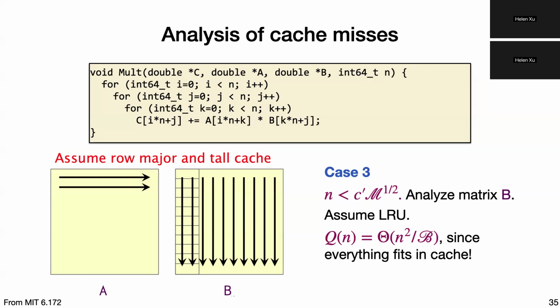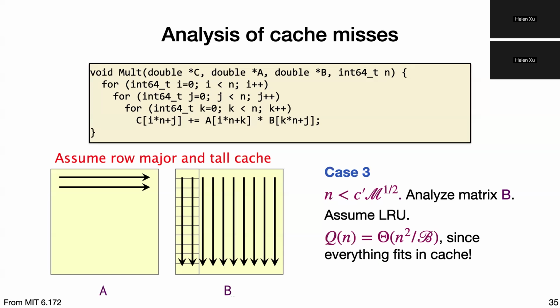You have to always, so in the beginning of time, everything is in the memory. And so n squared over b is the number of compulsory misses, like the number of misses that you need to incur to bring the matrix into the cache. Because the matrix size is n squared, and you just read block by block.